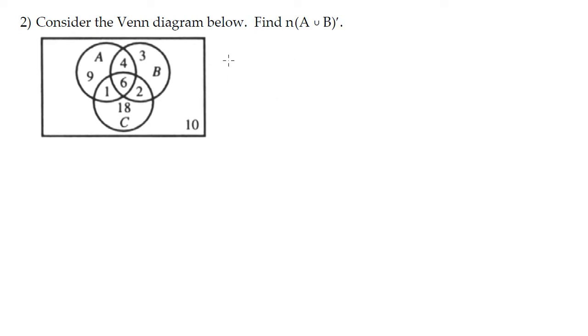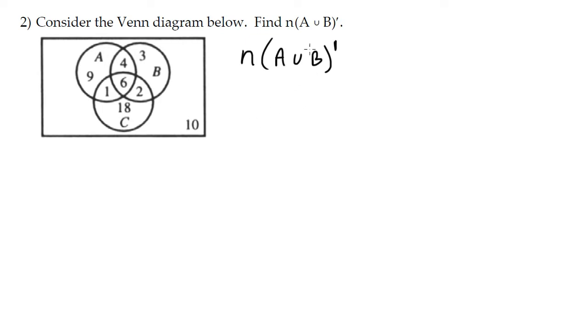All right, problem number 2 asks us to consider the Venn diagram below and find the number of elements in A union B complement. I'll show this in 2 different ways. The first way is relatively intuitive.